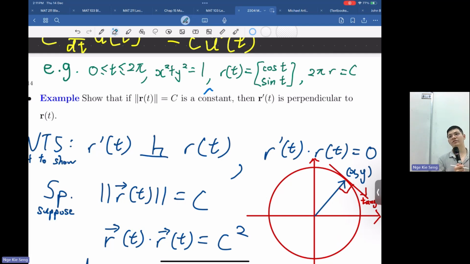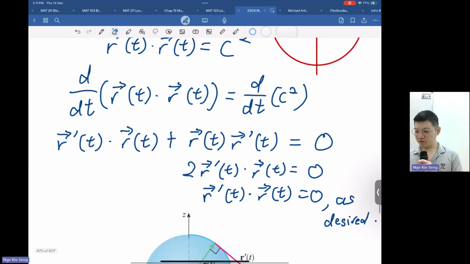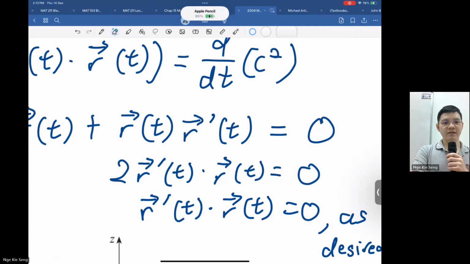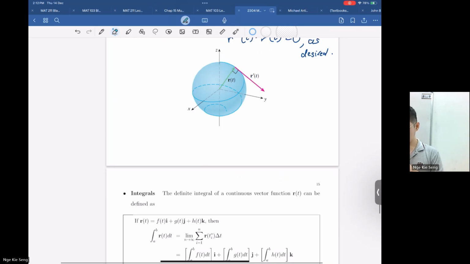But the right hand side is just a constant, so I'll get 0. So what do I get? I get 2 times r prime(t) dot r(t) equal to 0, which means r prime(t) dot r(t) is 0. So they are perpendicular. If two vectors dot together and you get 0, then they are perpendicular. This is a very good result in differential geometry. Very easy proof, right?